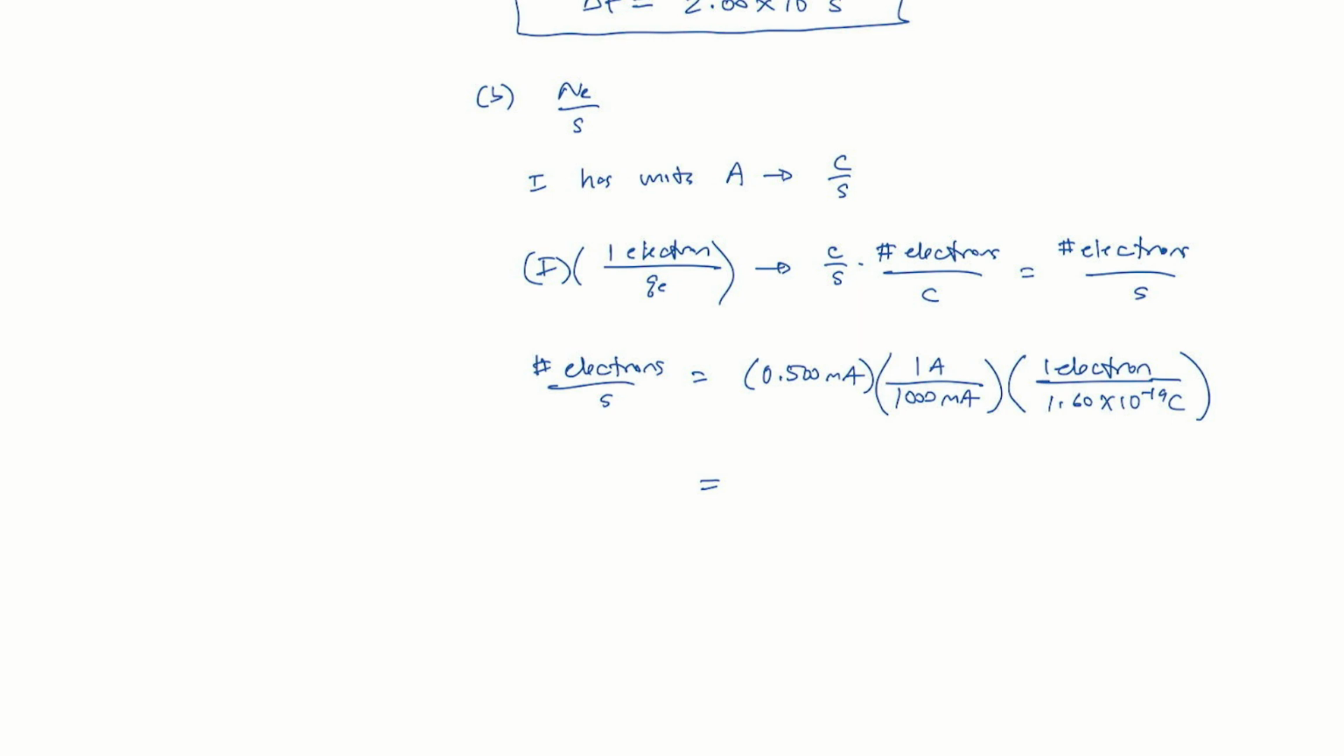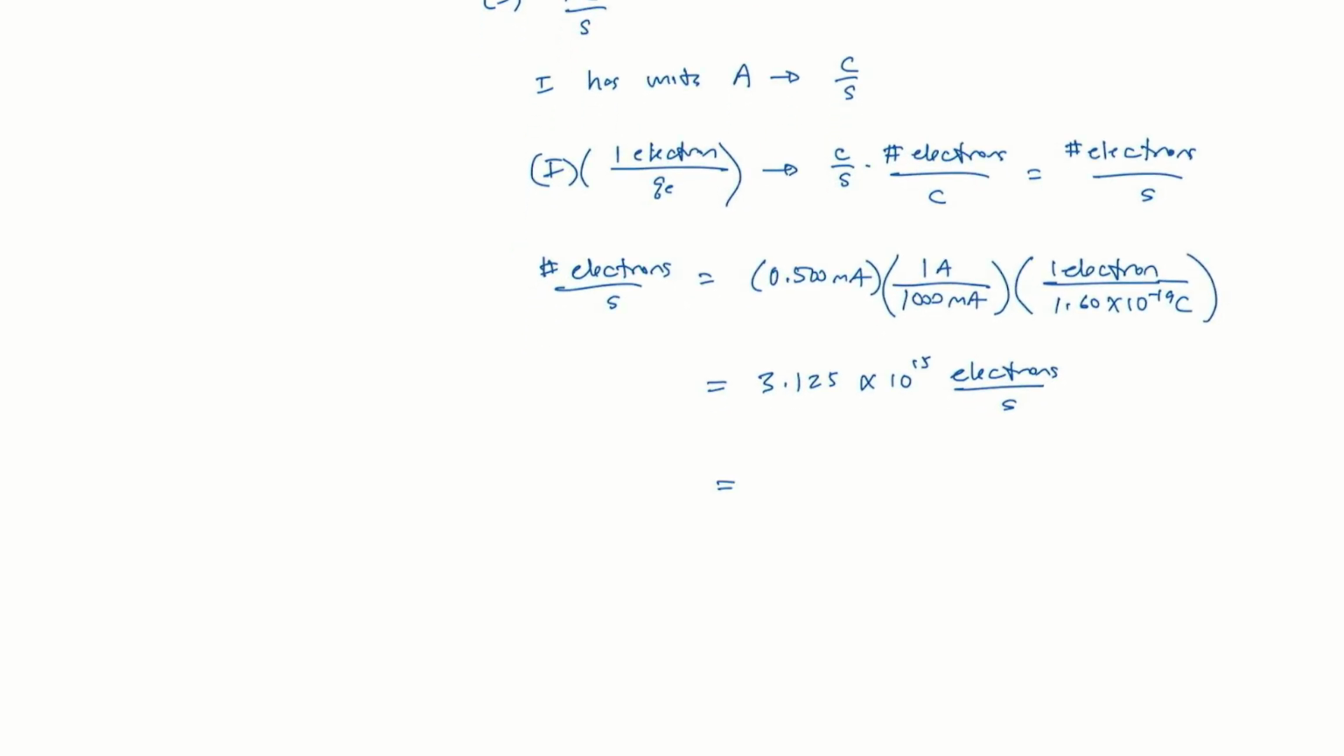This gives us 3.125 times 10 to the 15 electrons per second. And so we can call this 3.13 times 10 to the 15 electrons per second. And that's our answer.